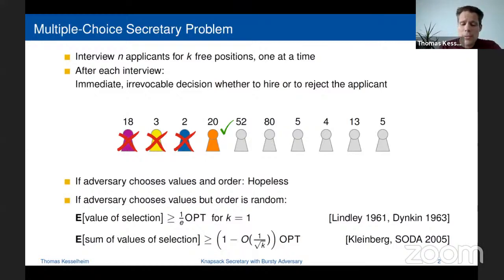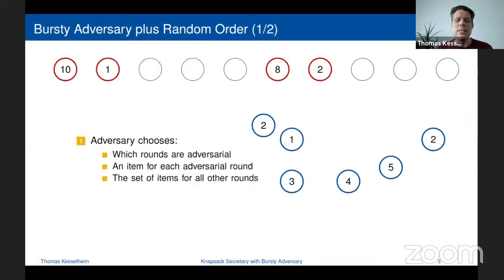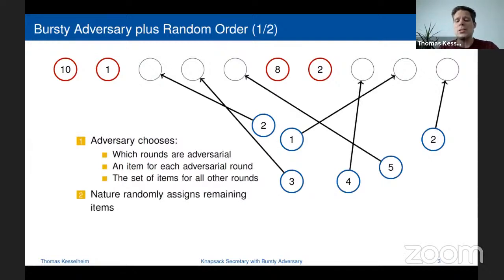But we were wondering what if the sequence is only mostly random order, but here and there something unforeseen happens, something induced by an adversary. To model this, we introduced the Bursty adversary plus random order model, in which an adversary first chooses that some of the rounds will be adversarial, and for these it chooses an item. For the other rounds it only chooses a set of items, but not which rounds they are assigned to, because this is what nature does in the second step.